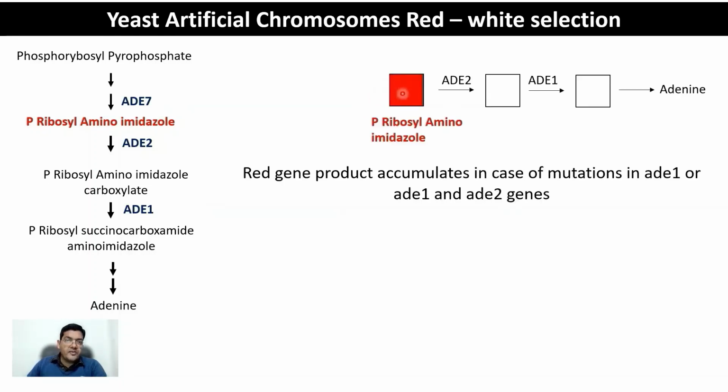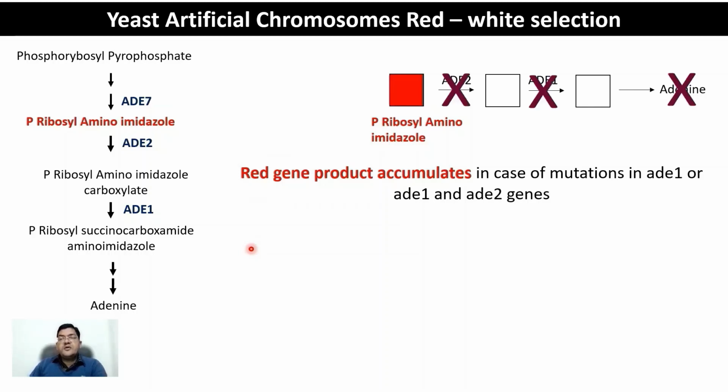So this is your p-ribosyl aminoimidazole, which is coming from the pathway through ADE7. And if the host cell has non-mutated ADE2 and ADE1, there is a direct conversion of this red pigment into the adenine, resulting in colorless yeast cells. So in case of mutations in ADE2 or ADE1 or both, there is accumulation of the red pigment here, and that allows for the red color of the host cell.